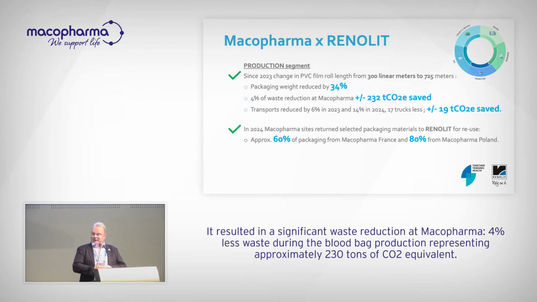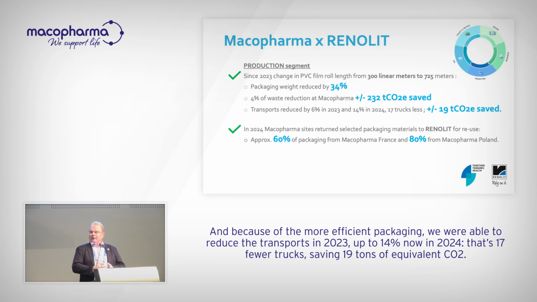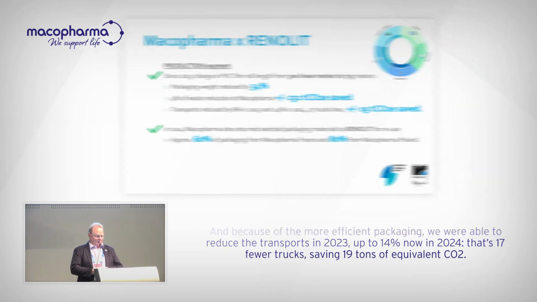It resulted in a significant waste reduction at Macopharma, 4% less waste during the blood bag production, representing approximately 230 tons of CO2 equivalent. And because of the more efficient packaging, we were able to reduce the transports in 2023 up to 14% now in 2024. That's 17 trucks less, saving 19 tons of CO2 equivalent.